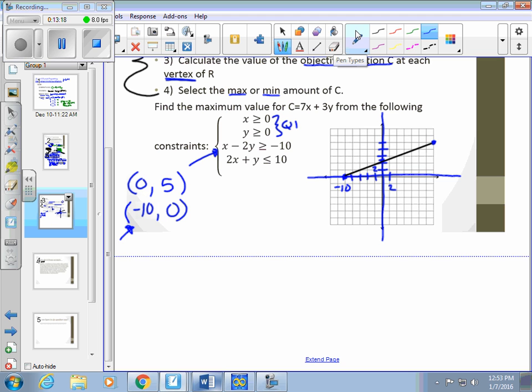Looking at that line for shading, I'm going to have to change the direction of my arrow. So it becomes a less than or equal to because of that negative. So we're going to be shading underneath that line that's there. We're shading to the right of the y-axis and above the x-axis.